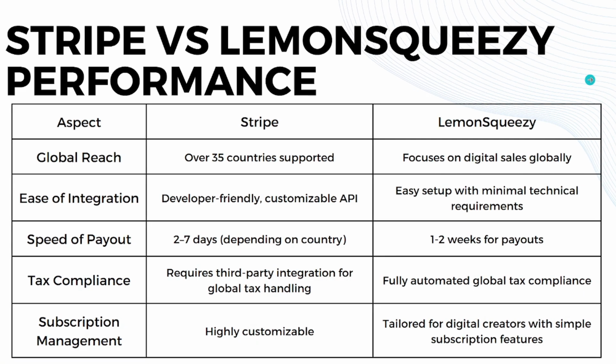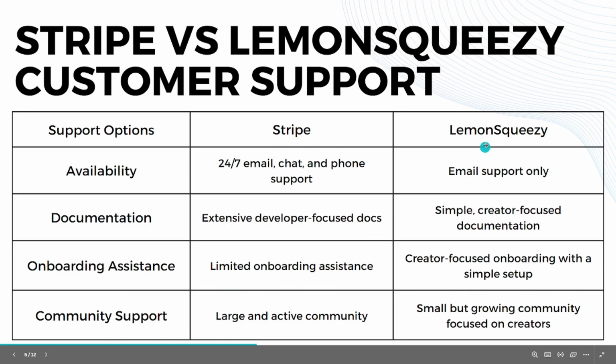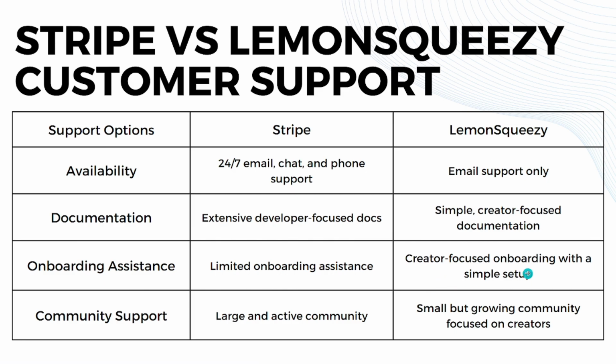Now let's go directly to customer support. When it comes to availability, Stripe has 24/7 email, chat, and phone support, while Lemon Squeezy has only 24/7 email support. When it comes to documentation, Stripe has extensive developer-focused documents, while Lemon Squeezy has simple creator-focused documentation. When it comes to onboarding assistance, Stripe has limited onboarding assistance, while Lemon Squeezy has creator-focused onboarding assistance with simple setup.